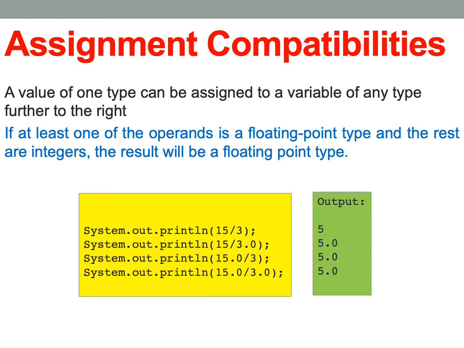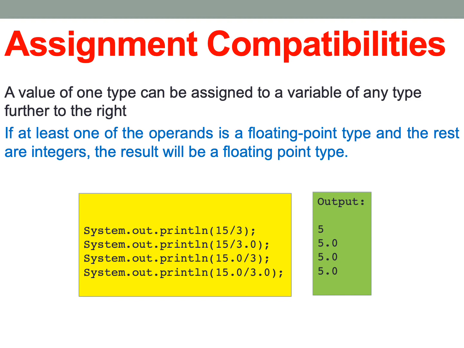When we have several numbers, and if at least one of the numbers is a floating point type and the rest are integers, the result will be a floating point type. What it meant by this is, say that we do 15 divided by 3, it will give us 5. But if we do 15 divided by 3.0 or 15.0 divided by 3, we will always get 5.0 as the output.